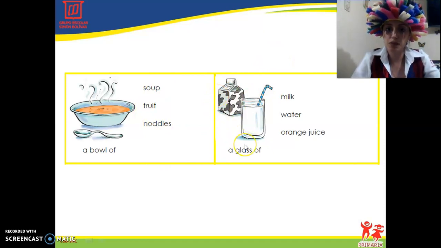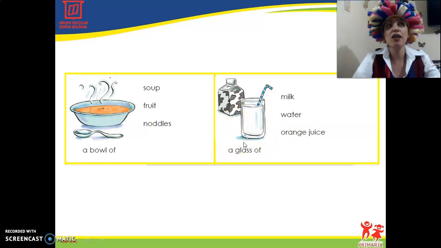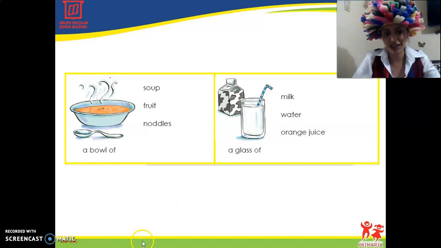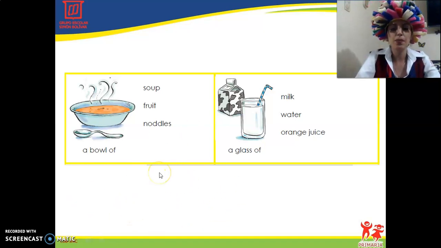Now, the next one. A glass of. A glass of water. A glass of milk. A glass of orange juice. You cannot count, so you specify a glass. Can I have a glass of water, for example? Can I have a glass of milk? Example. Yes? Okay. Next one.